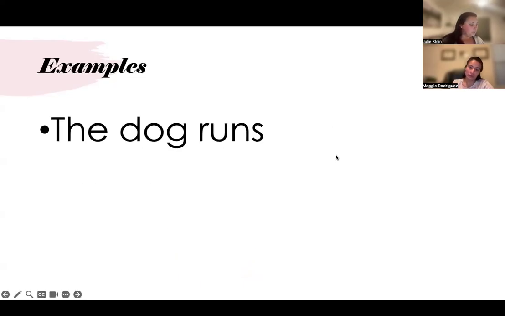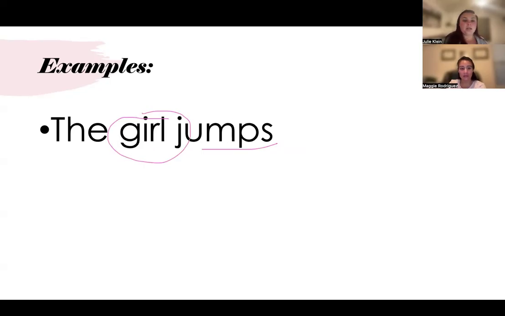All right. So we're going to do a couple examples. I want you to write on your board: the dog runs. I'll help you with the first one. Draw an oval around the dog and a rectangle around runs. Who is this about? The dog. Yep. And what does the dog do? Runs. Perfect. All right.